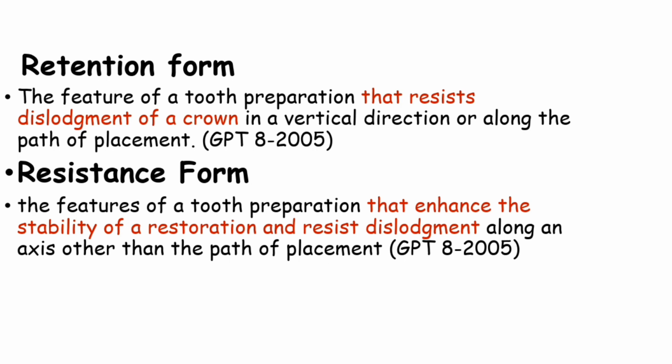If you differentiate retention form and resistance form, there is a difference between them. Retention resists dislodgement in a vertical direction or along the path of placement, but resistance resists dislodgement along an axis other than the path of placement, and also enhances the stability of the restoration. So these are the features by which we can gain retention and resistance form.